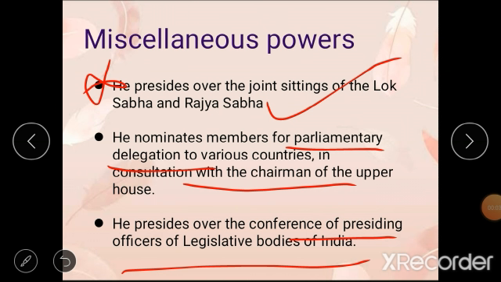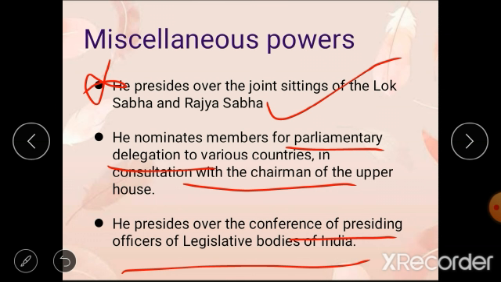So each and every main heading is very important for 1 mark because they can ask questions like state any one important administrative power of the speaker, one disciplinary power of the speaker, one miscellaneous power of the speaker. So for 1 mark there are chances of asking the questions.